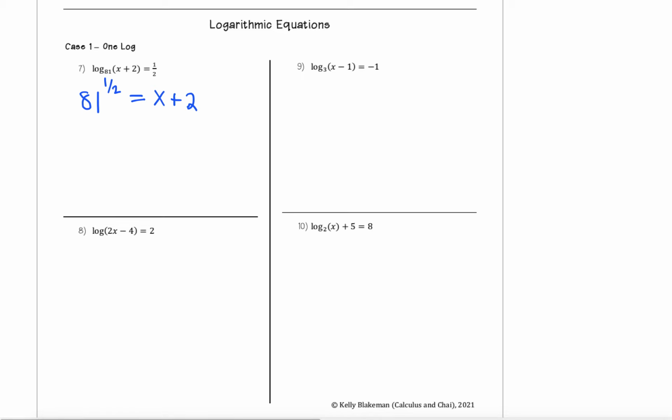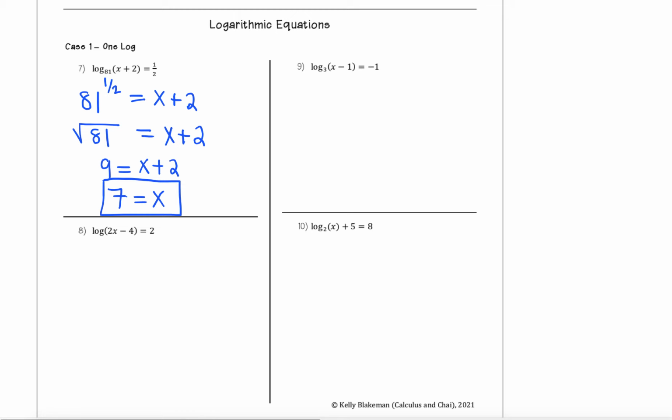Now if we can simplify anything else, we'll want to do that as well. Now the 1/2 power is the same thing as the square root, so we really have the square root of 81 equals x plus 2. Since 81 is a perfect square, we can go ahead and take the square root and get 9 equals x plus 2. And then to get x by itself, we can subtract the 2, and x is going to be equal to 7.